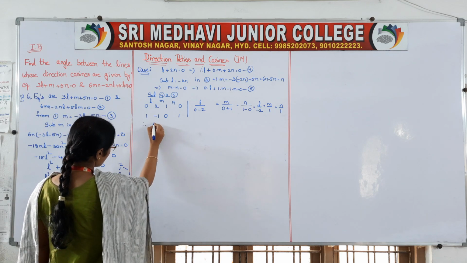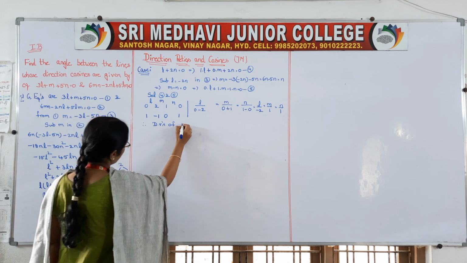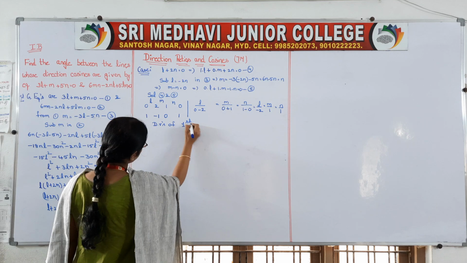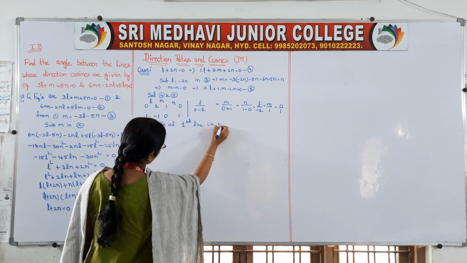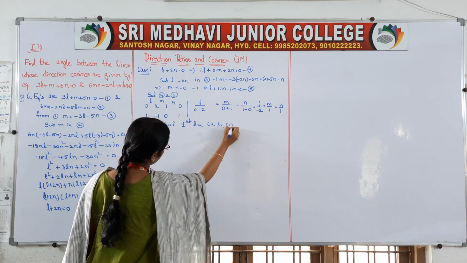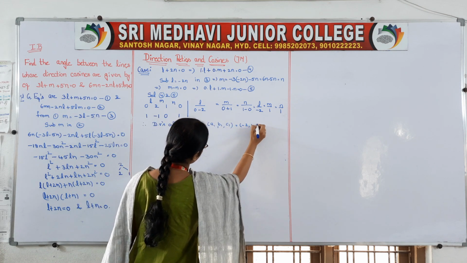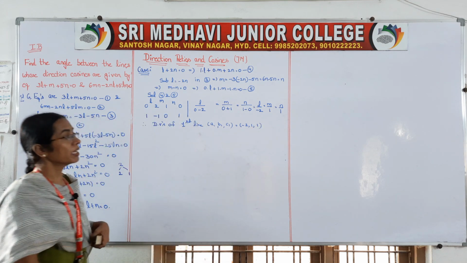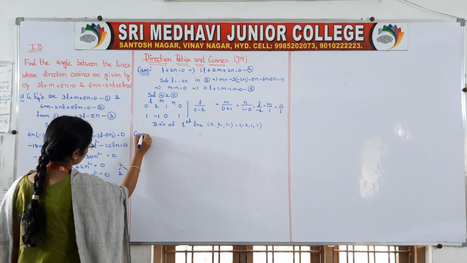Therefore, the direction ratios of the first line, which are denoted by A1, B1, C1, are equal to minus 2, 1, 1. Now go to case 2.